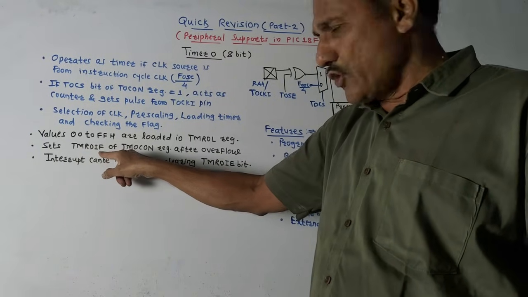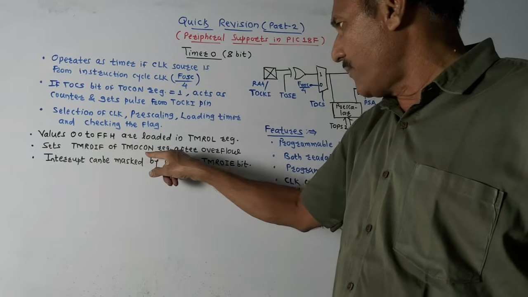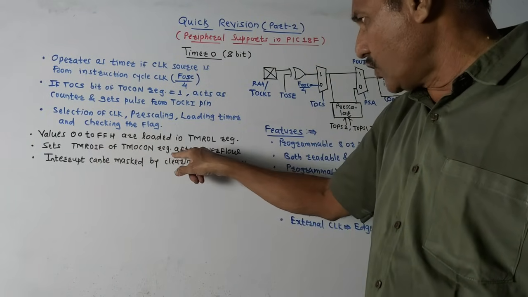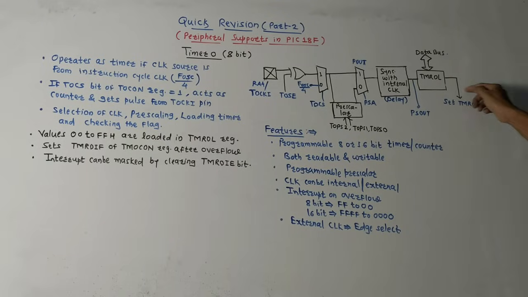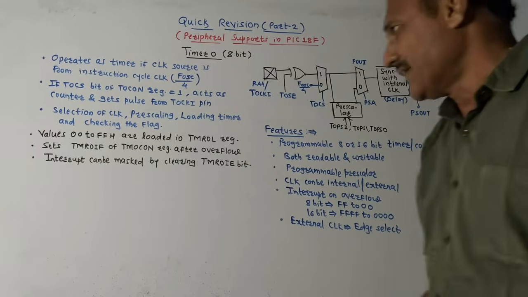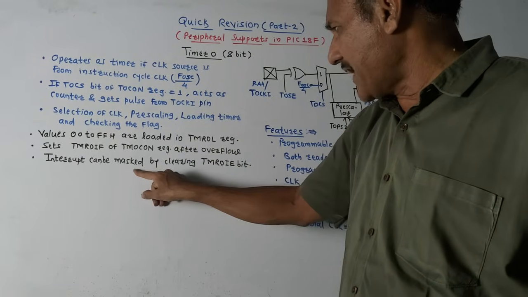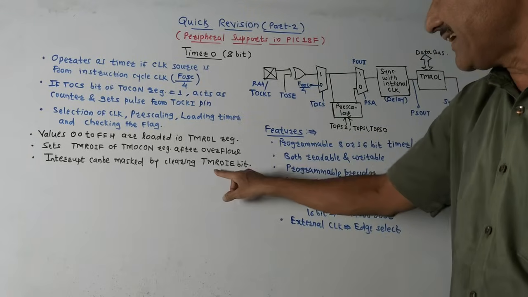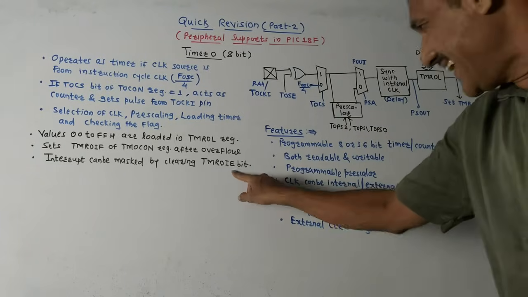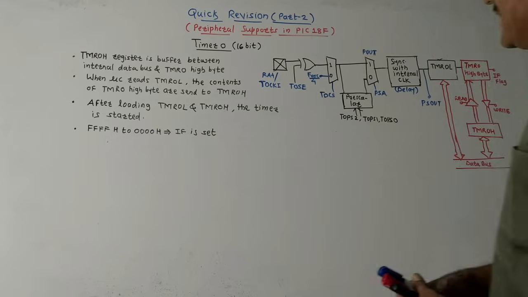It sets timer 0 IF flag, that is the interrupt flag of timer 0 control register after overflow. मतलब overflow होने के बाद this flag bit will be set, which is the bit of timer 0 control register. Then interrupt can be masked. If the interrupt is generated, interrupt can be masked by clearing timer 0 IE bit, that is interrupt enable bit.